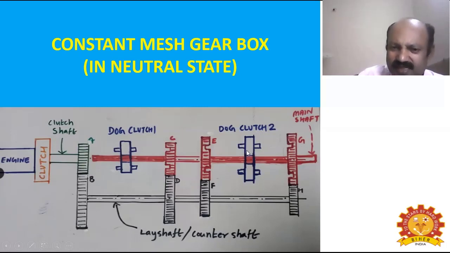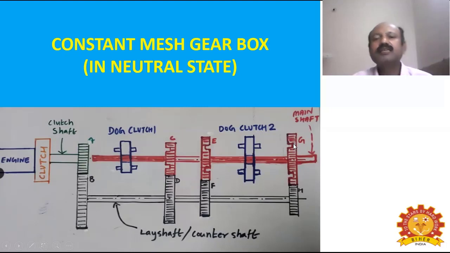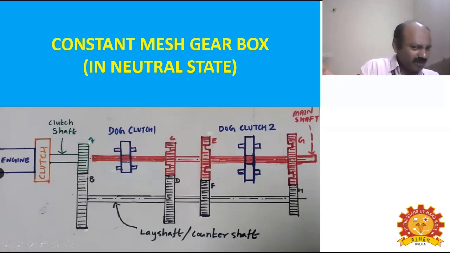Since dog clutch 2 is engaged with the G gear, the dog clutch also rotates with 1000 rpm, and the dog clutch is connected with the main shaft, so the main shaft starts to rotate with 1000 rpm. So in first gear, even though the engine is running with 4000 rpm, the gearbox output shaft, that is the main shaft, is running with only 1000 rpm. In first gear you are getting much speed reduction, and correspondingly torque will be increased. Similarly, for third gear, the dog clutch has to be moved to the left side.